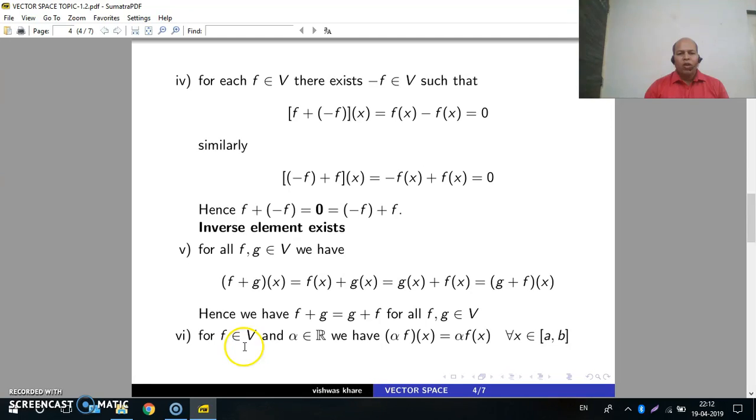Sixth, for f belongs to V and alpha belongs to R, we have (alpha f)(x) is alpha times f(x), again by definition, for all x. That is, scalar product is satisfied.